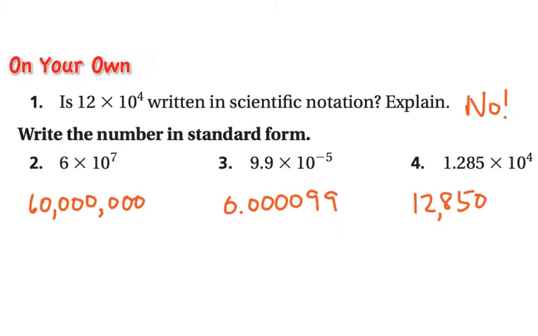And here you are. Number 1, is it written in scientific notation? No, absolutely not. The issue here, of course, being that the factor is not between 1 and 10. Number 2, 6 times 10 to the 7th power is 60 million. Number 3, 9.9 times 10 to the negative 5th is 0.0000099. And finally, 1.285 times 10 to the 4th power is 12,850.